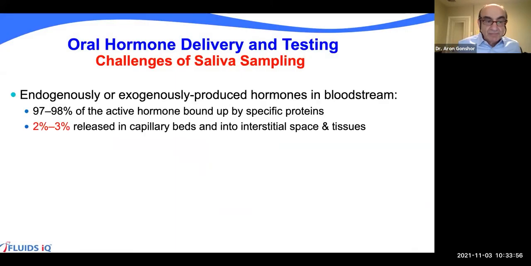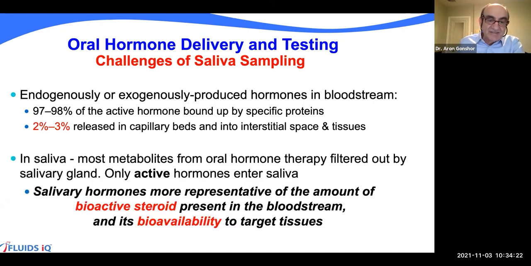And so just remember then that whether it's endogenous or exogenous produced hormones in the bloodstream, 97 or 98% of the active hormone is bound up and therefore cannot be used. So it's only 2 or 3% that can be released into the capillaries and then into the interstitial space and the tissues. Given that you understand that, in saliva, most of the metabolites from oral hormone therapy are filtered out by the salivary gland. So, as I said, only the active hormone enters the saliva.